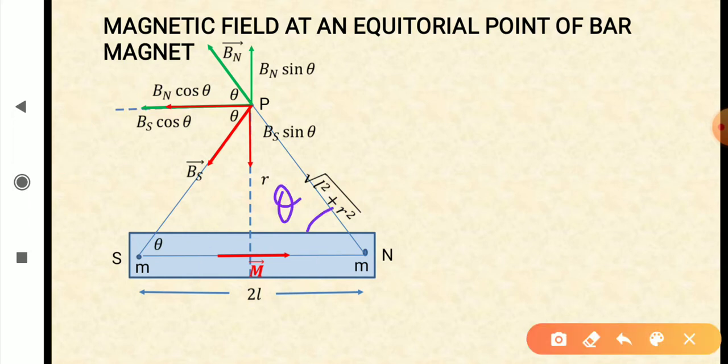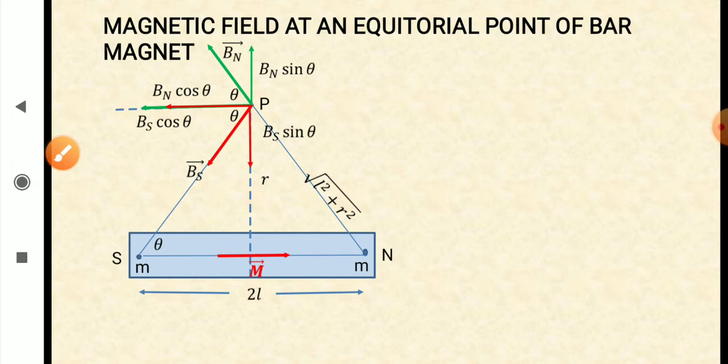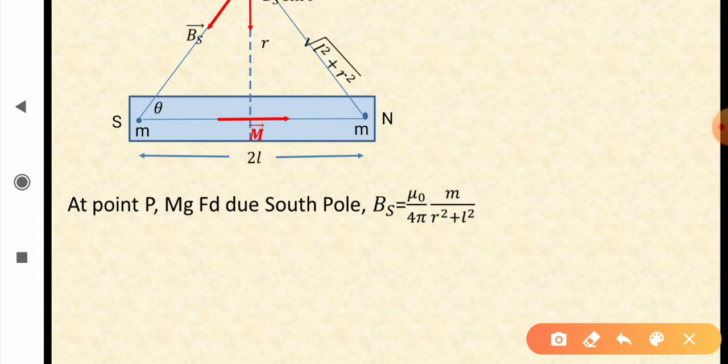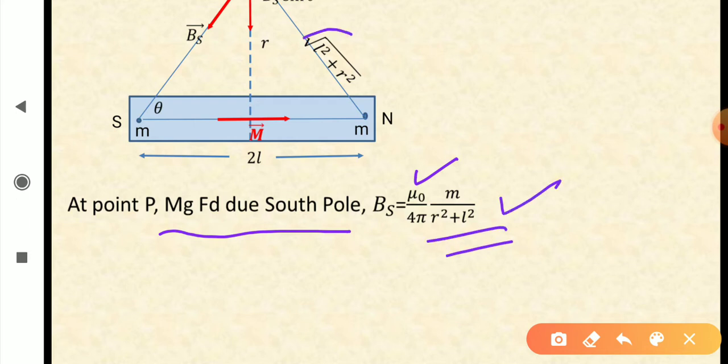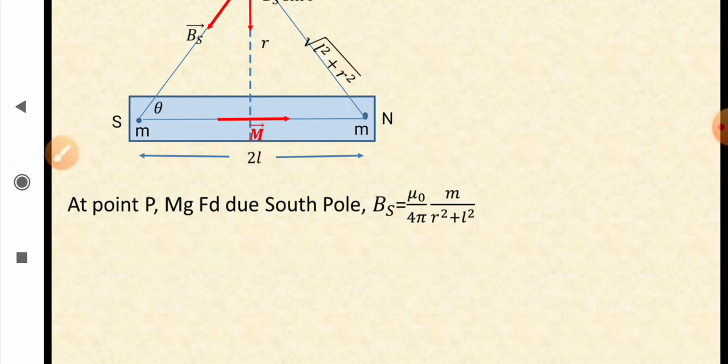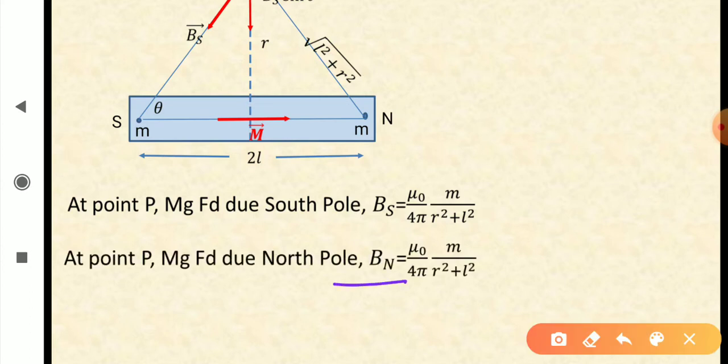And the value of cos theta we need to find out. This angle is also theta, so cos theta will be equal to base upon hypotenuse, that is L upon under root L square plus R square. So keeping all that in mind, the magnetic field due to the south pole is mu naught upon 4 pi, m upon R square plus L square. Here the distance is under root L square plus R square, and if you square it, the square root is gone. The same is the magnitude of the magnetic field due to the north pole.